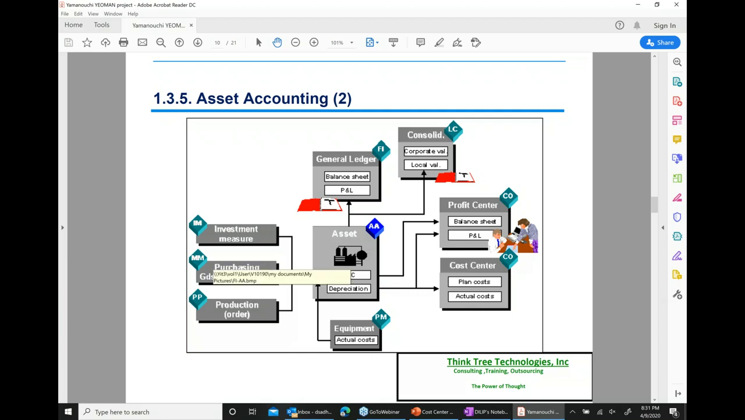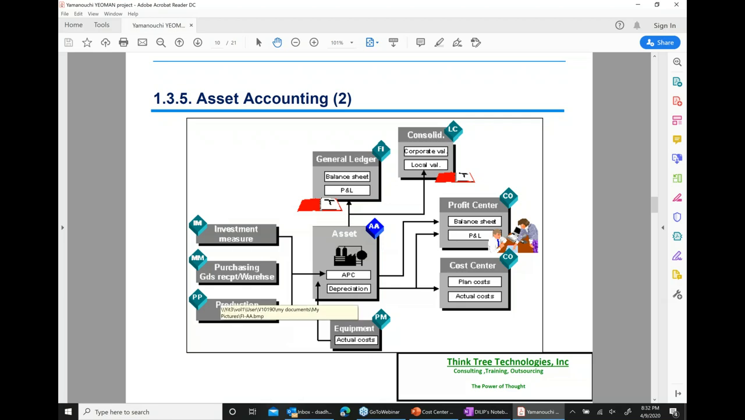Asset is a master data. This asset master data is linked to a general ledger. This asset is linked to a cost center. This asset could be linked to a profit center. This asset could be linked in plant maintenance to an equipment. This asset could be linked to a general ledger because that's where your balance sheet and P&L come into the picture. So asset is a master data.